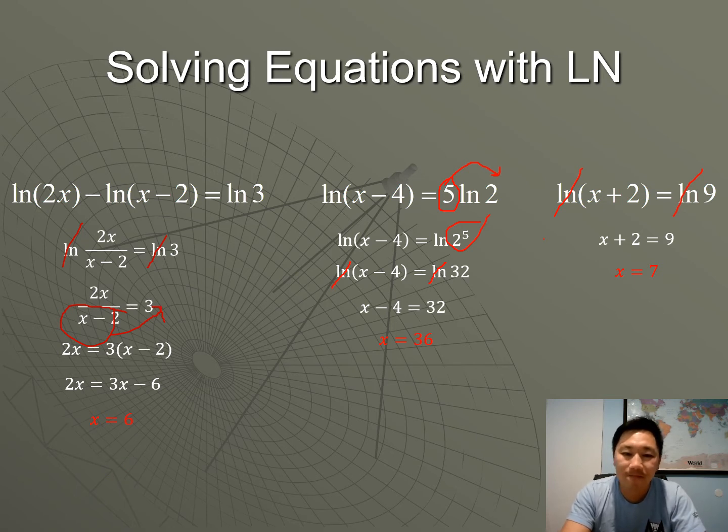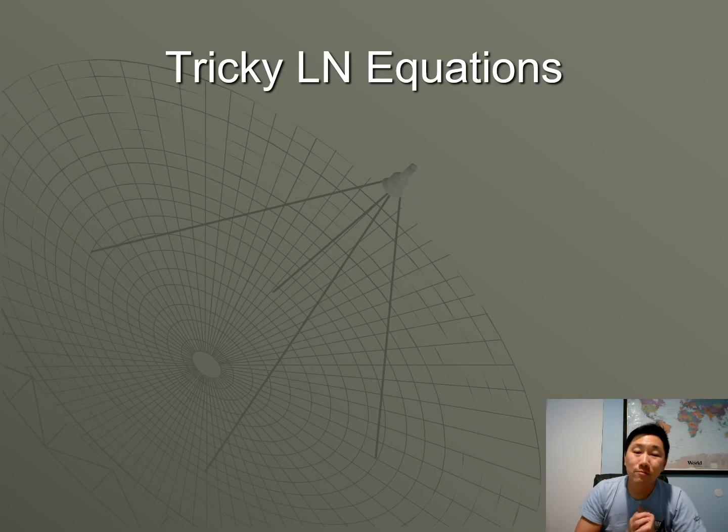Okay? All right, let's do some tricky natural log equations. ln of x is equal to 3. That looks simple because it's a very short equation, but if you notice, there is no natural log on the right-hand side, so there's nothing to cancel out. So how do we get rid of that natural log? How do we get rid of a natural log when there's not one on the other side?